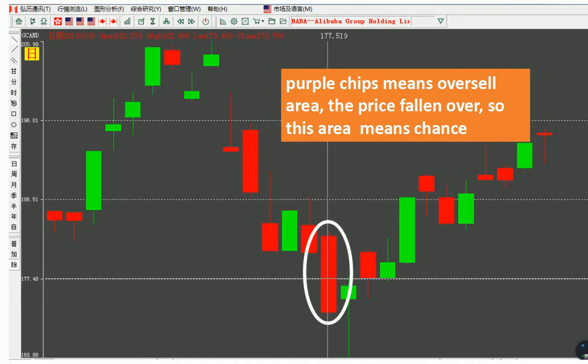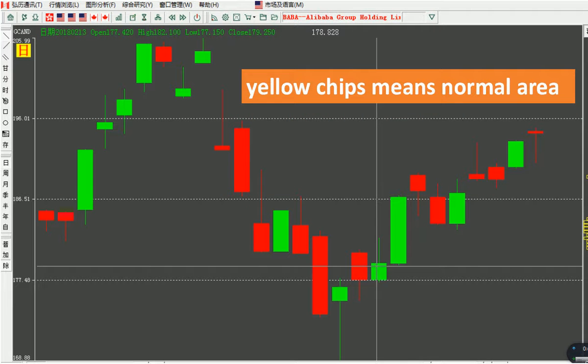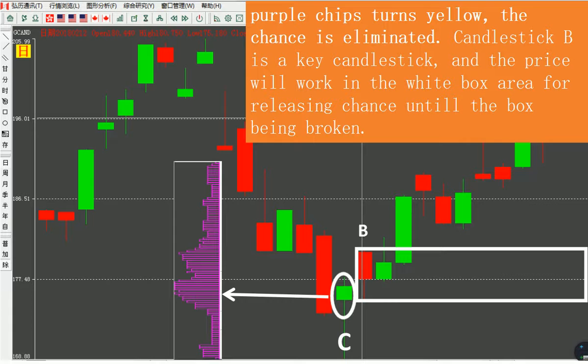What does the float chip show? As I just showed all of you, we have three colors of float chips: purple, yellow, and red. Purple chips mean the oversold area, where the price has fallen too far, so this area means chance. Red chips mean the overbought area, where the price has gone up too far, so this area means risk. Yellow chips mean the normal area. When the purple chips turn yellow, the chance is eliminated.